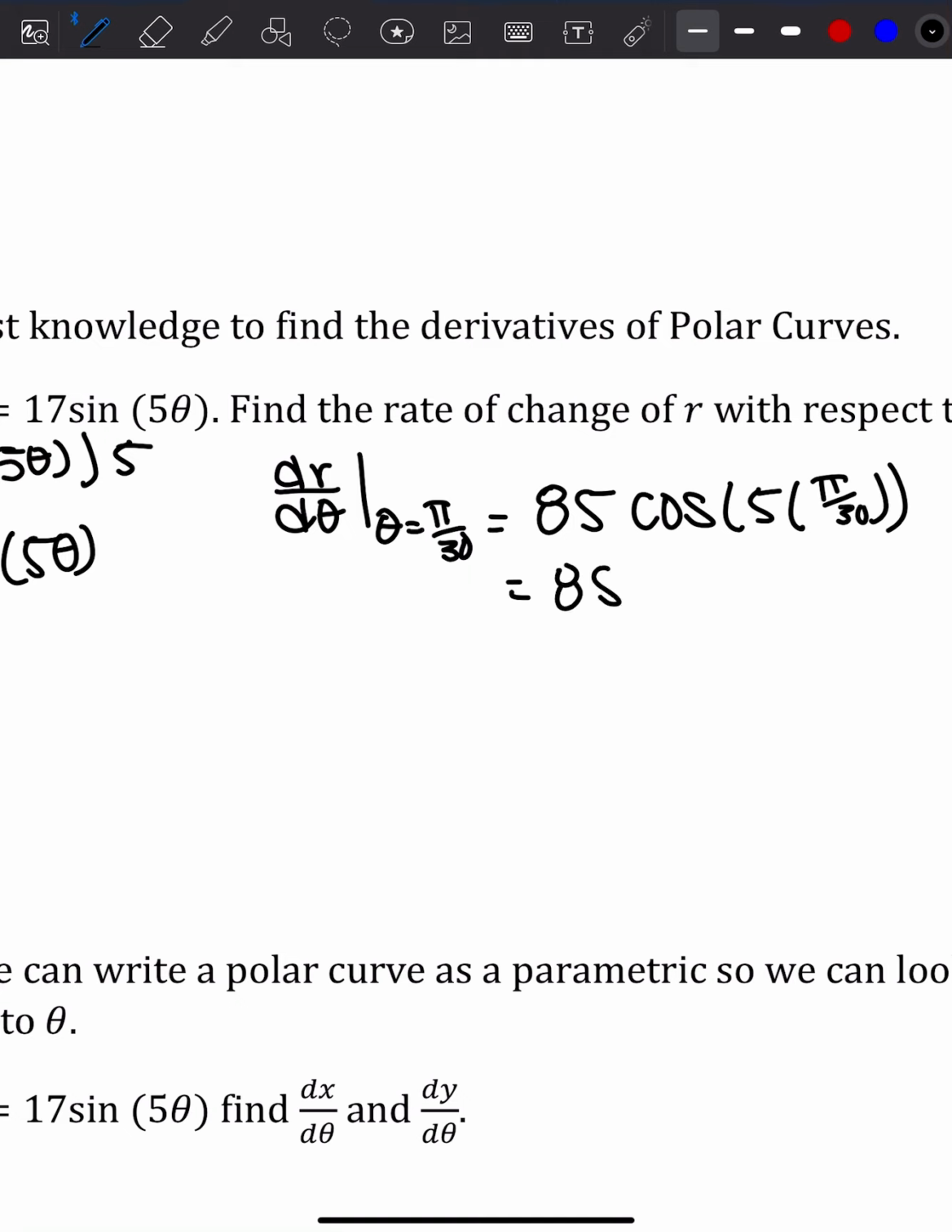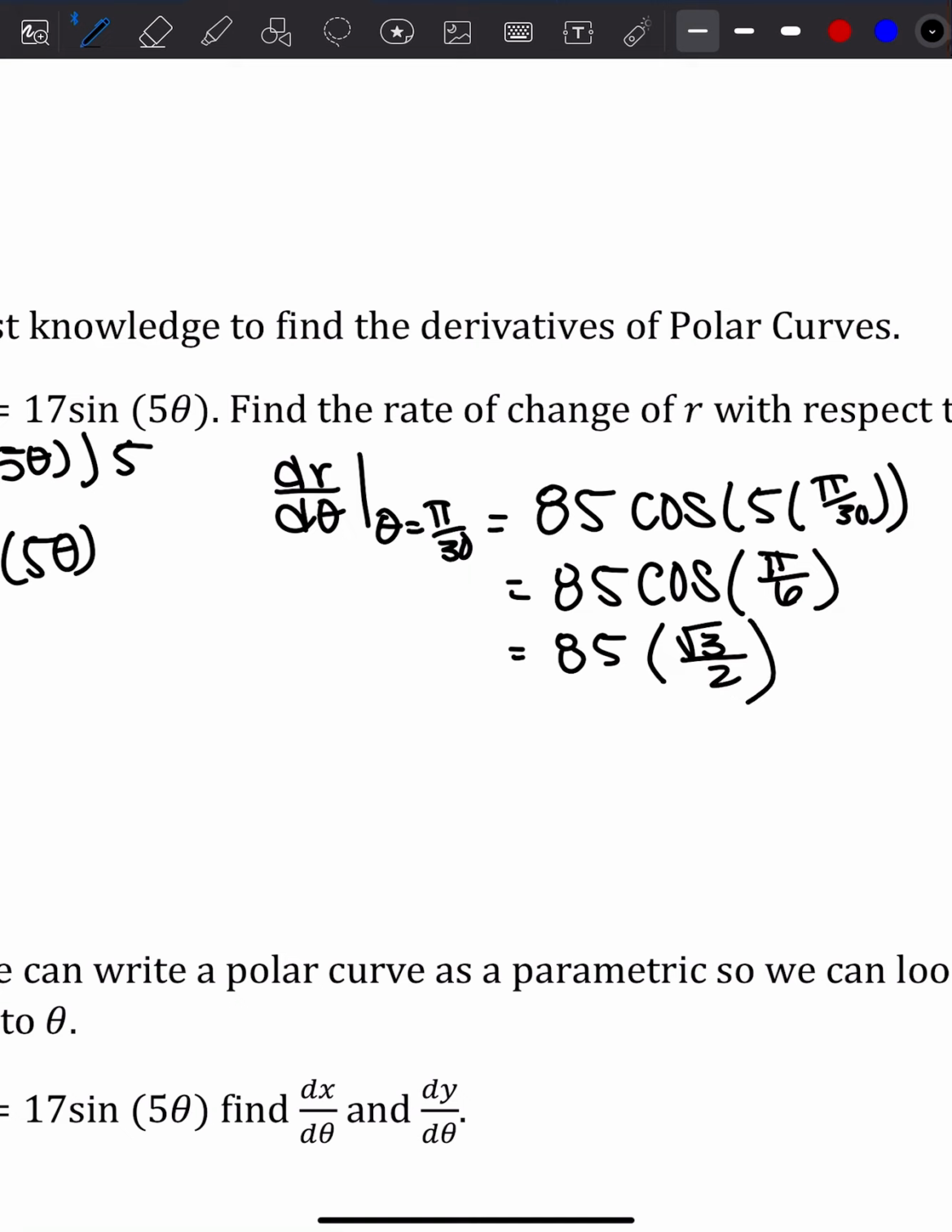Okay, so 85 times cosine of 5 times pi over 30, or 5 pi over 30. The 5 and the 30 have a common factor, so I'm going to divide both the top and bottom by 5. This leaves pi on the top and 6 in the denominator. Pi over 6 is one of our unit circle values. It's that 30 degrees. And at 30 degrees, or pi over 6 radians, the cosine is the square root of 3 over 2. So we have 85 times the square root of 3 over 2.